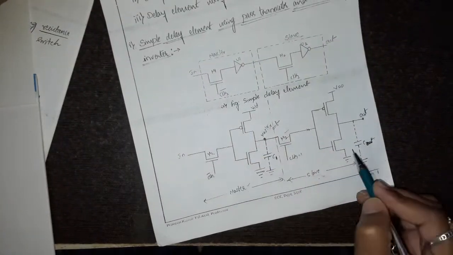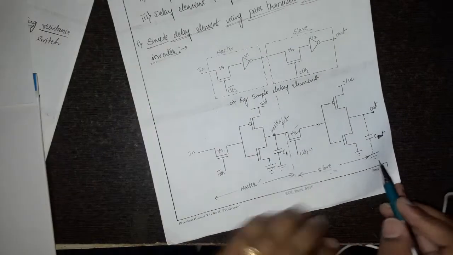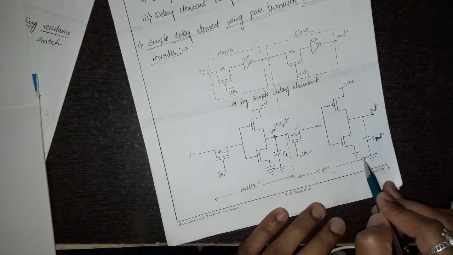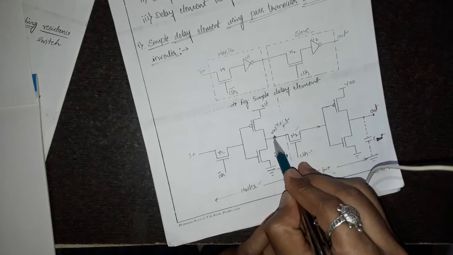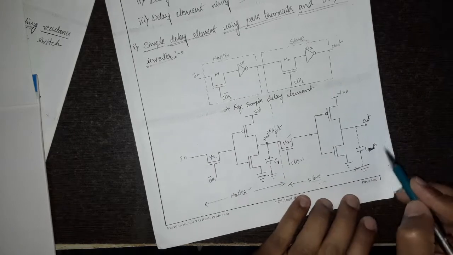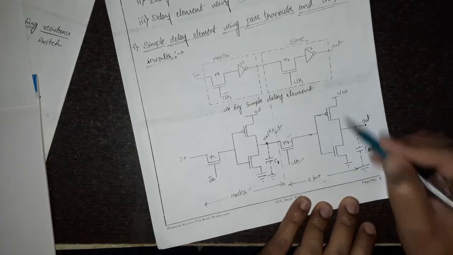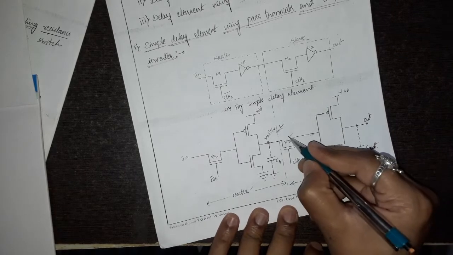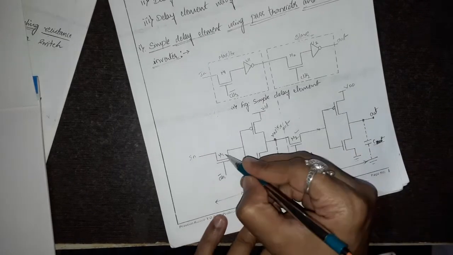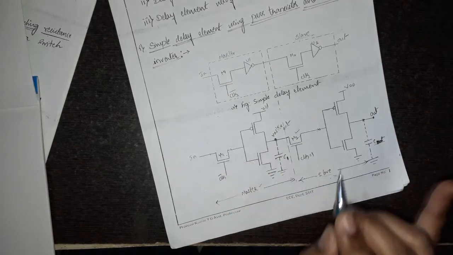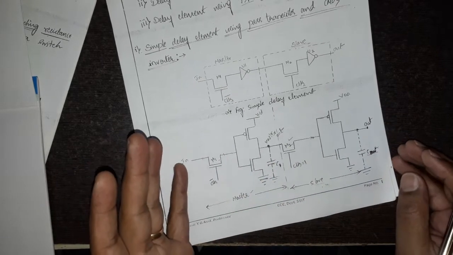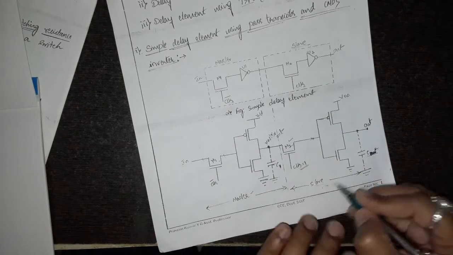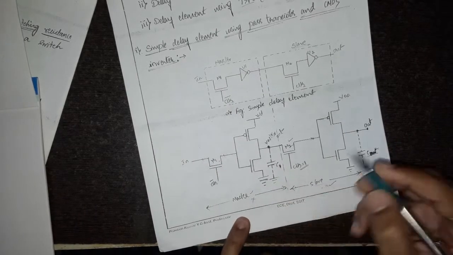This circuit represents a transistor level implementation of the delay element, where this forms the master stage and this forms the slave stage, and C1 is the output of the master stage and C out is the output of the slave stage. When clock is logic 1, M2 will be in on condition and M1 will act as an open circuit, so there will be no connection from input to the C1 stage. When clock is 1, slave will be in active state and master will be in inactive state.